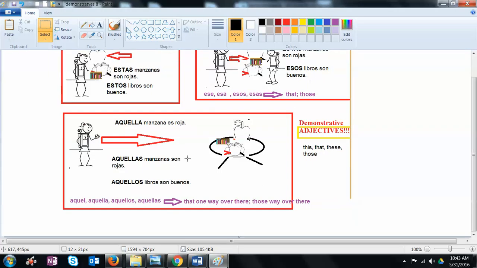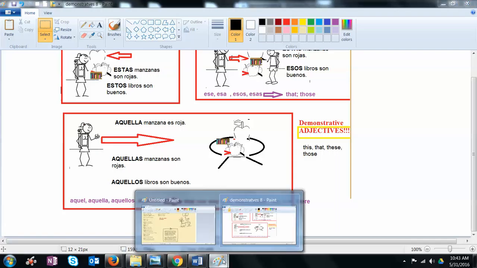Then down here, if my apples and my books are really far from my speaker, that's when I'm going to use a form of aquel, aquella, aquellos, or aquellas. If I'm saying that apple is red, meaning that one way over there, I'm going to use aquella manzana es roja. If I'm saying those apples way over there are red, I'm going to say aquellas manzanas son rojas. Those books way over there are good. Aquellos libros son buenos. Okay?